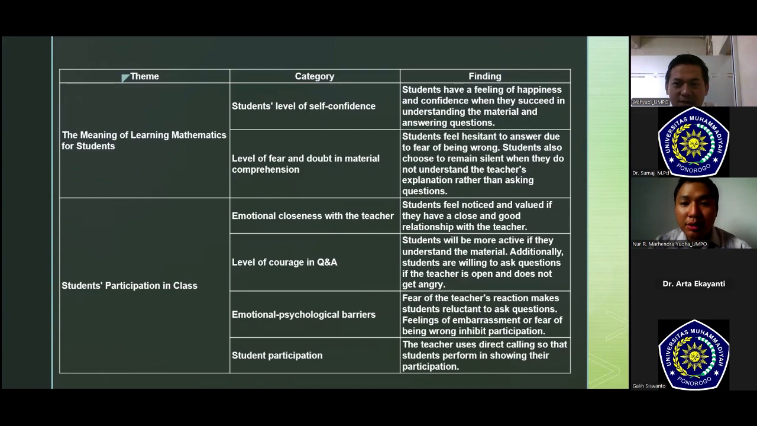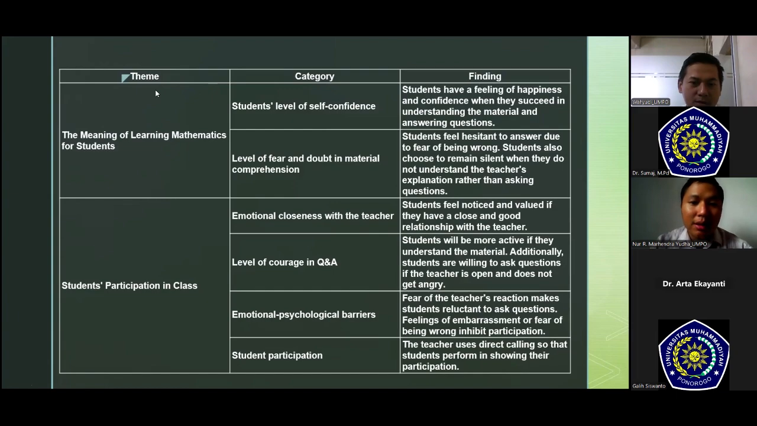Students also choose to remain silent when they do not understand the teacher's explanation rather than asking questions. The circumstance here is that they are afraid of being wrong. So by pushing that it's okay to be wrong, inside the class, not in reality, we can boost their level of self-confidence. The second theme is the students' participation in class.